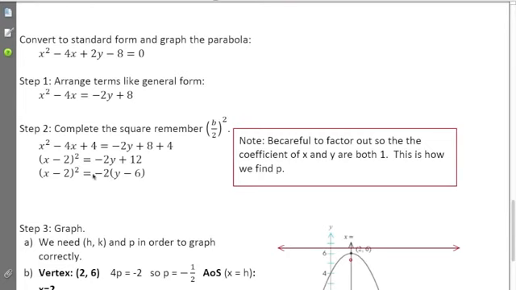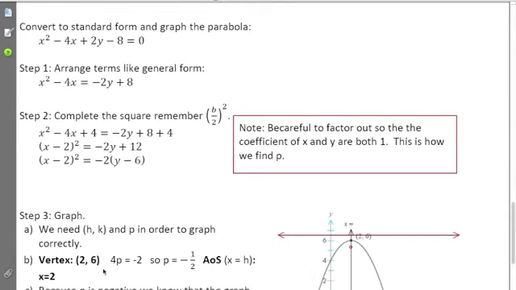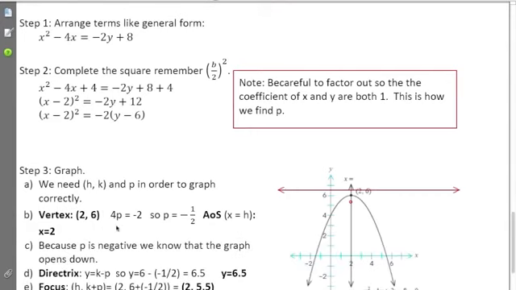So our vertex is going to be (2, 6), because that's what we see on the x and the y here. I don't know p yet, so down here at the bottom, I've set 4p equal to the number out in front, and that will always work. 4p equals whatever value you have outside the non-squared term. So 4p equals negative 2. Of course, we divide by 4, and we get p equals negative 1/2.